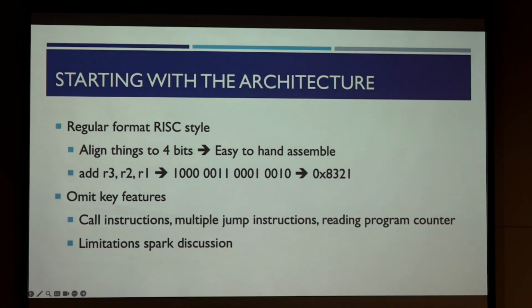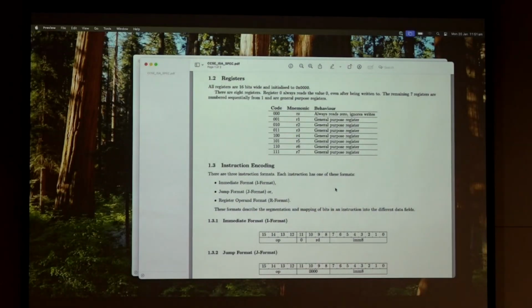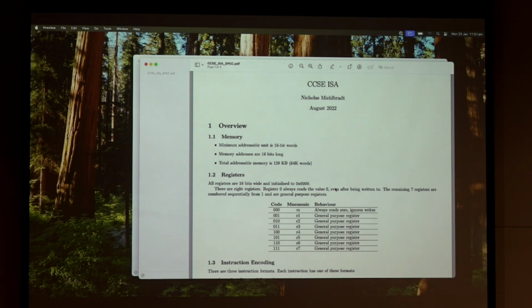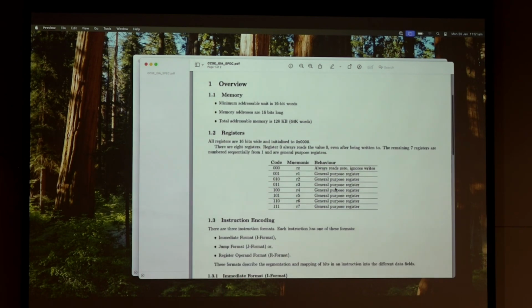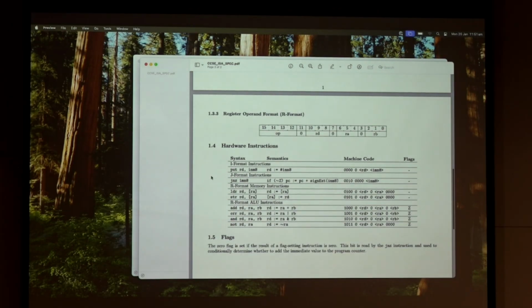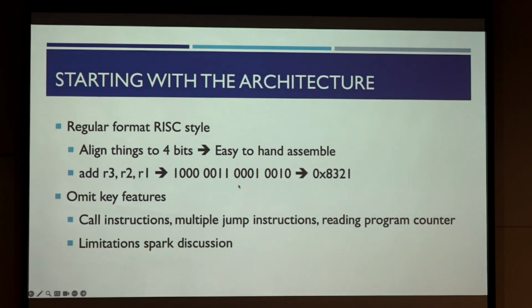I've actually got over here the document I provided them. At the end, I'll have links to all of this if you're interested. But 8 registers, 8 instructions. For those who have seen ISAs before, there are some pretty glaring omissions as to things you would normally expect. But this is a very restricted set of instructions that is very easy to hand assemble.